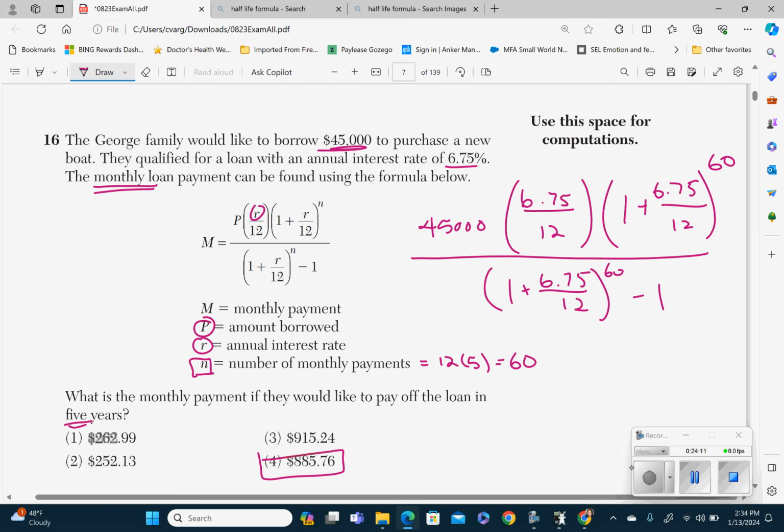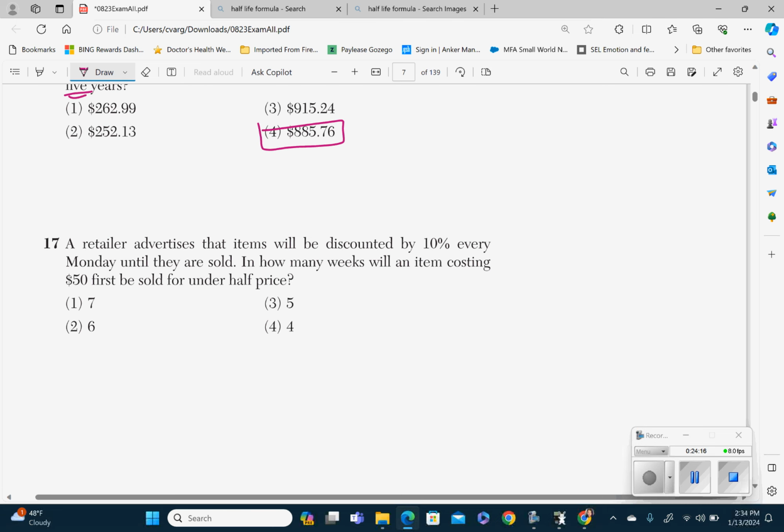If you don't get that, then let me know, so I can show you what you did wrong on the calculator, but that's how you do that one. Number 17. Discounted by 10% every Monday until they are sold. In how many weeks will an item costing $50 first be sold for under half price?